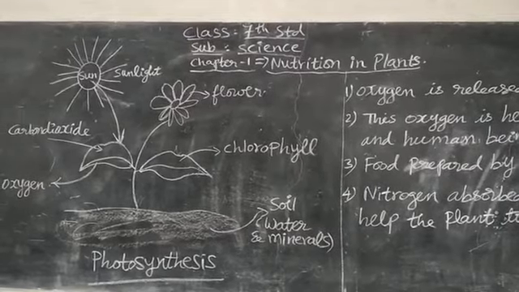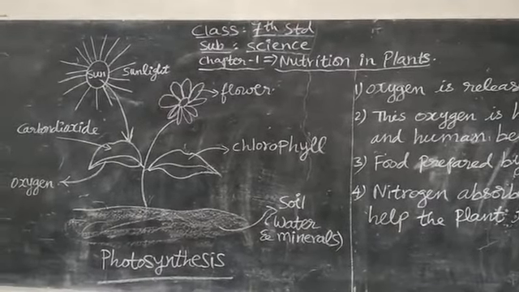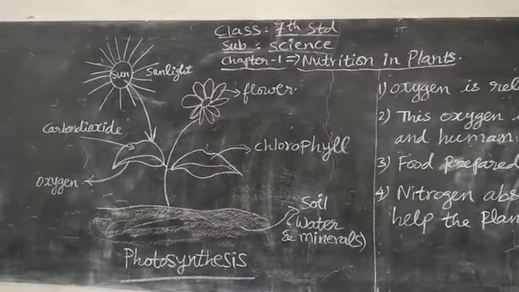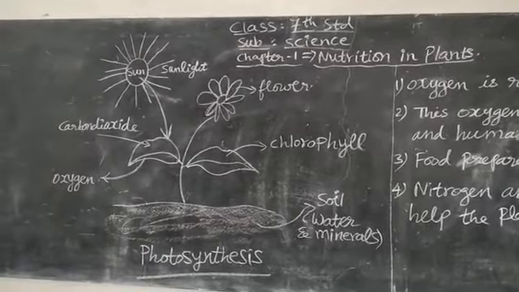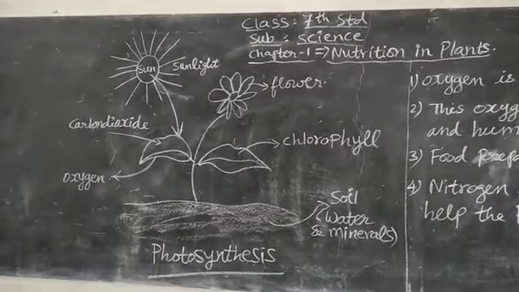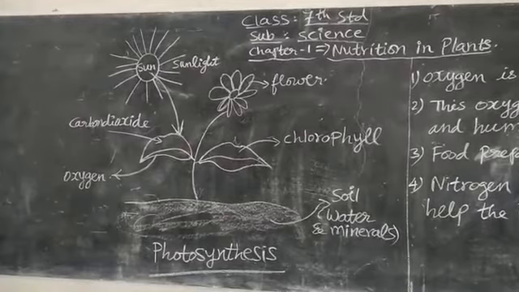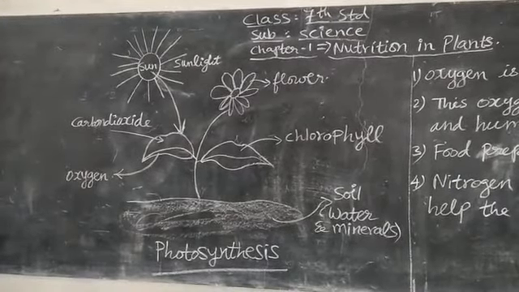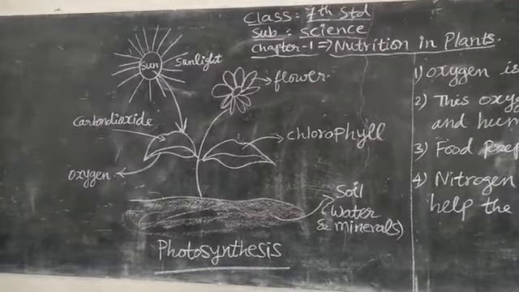Okay, 7th standard students, we'll continue the first chapter, nutrition in plants. In the last class you have seen plants prepare their own food by the process called photosynthesis. This is the figure which shows how plants prepare their own food, and the process called photosynthesis is shown on this picture. See, you can see in the picture a plant, a flower and two leaves.